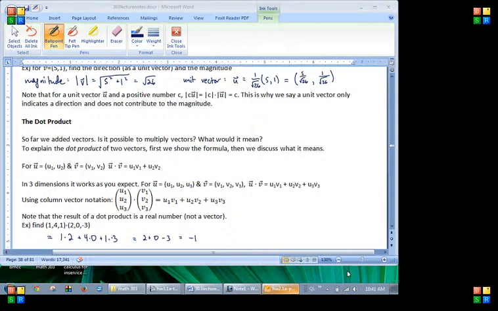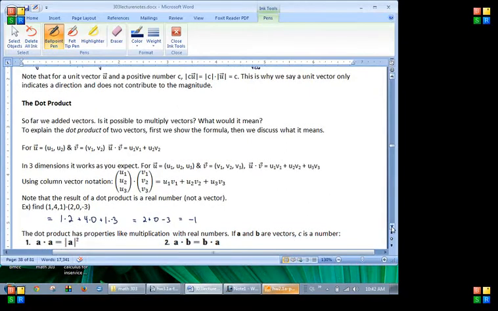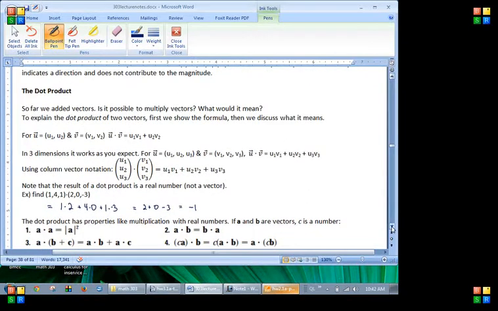Okay. So some properties of dot products. Suppose A and B are vectors and C is a number. So what's true? We have these 4 nice properties that look a lot like properties of multiplication. First of all, A dot A is the same as the magnitude of A squared. You have to remember that A and B are vectors. What else? A dot B is the same as B dot A. So it's commutative. Very nice. A dot (B plus C) is the same as A dot B plus A dot C. So in a sense, it's distributive.